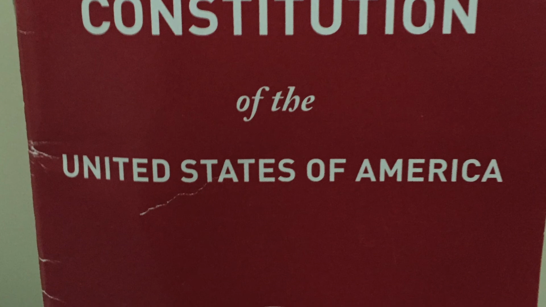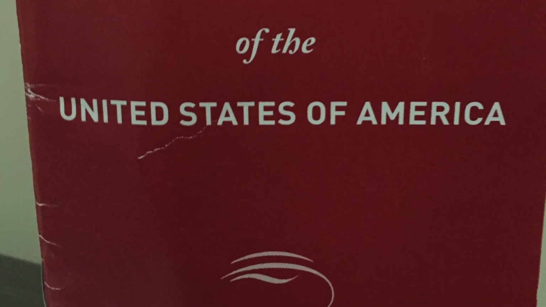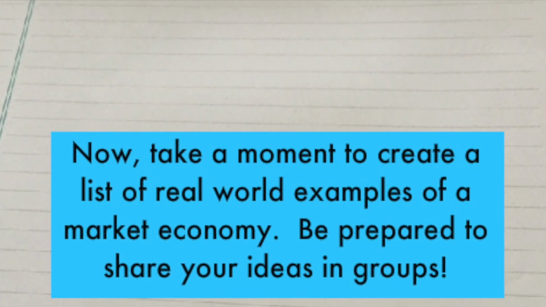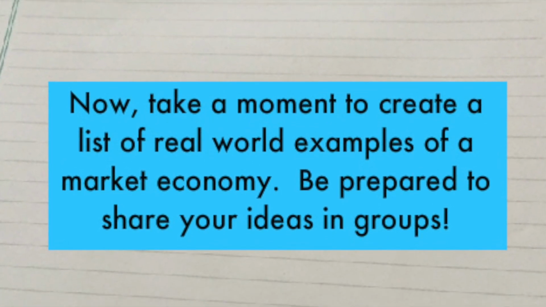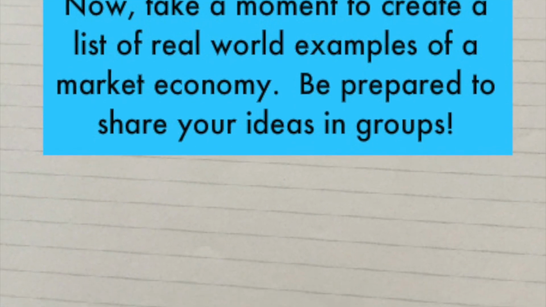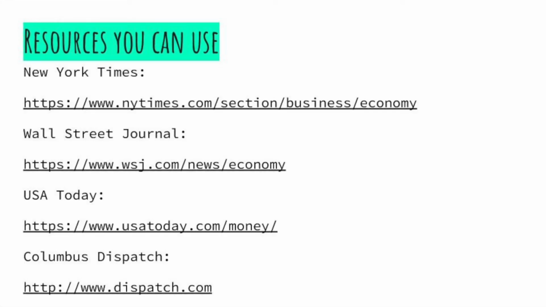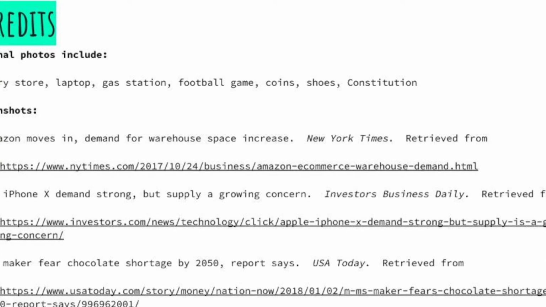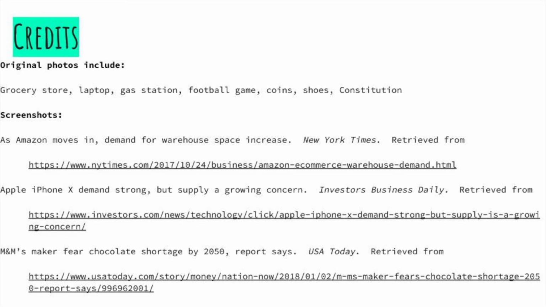Now, think about all these characteristics. I want you to take a moment to create a list of real world examples of a market economy, and you're going to be sharing these in your groups. So jot down or type out a list on your phone, but thinking about real world examples. And these are some resources that you can use. So if you look at news articles, that is going to be a great way to get some great ideas.